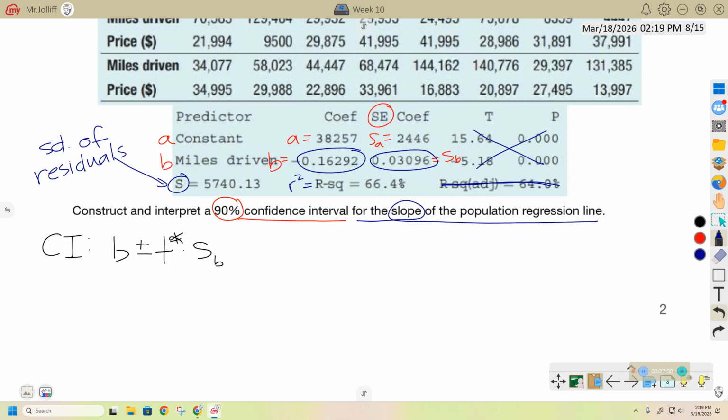Good. I only need the two I circled in blue, as those are the ones we're going to use to build our confidence interval. So sample slope, negative 0.16292, plus or minus, I'm going to leave a space for my critical value, times, and then I'm going to copy my standard error, 0.03096.